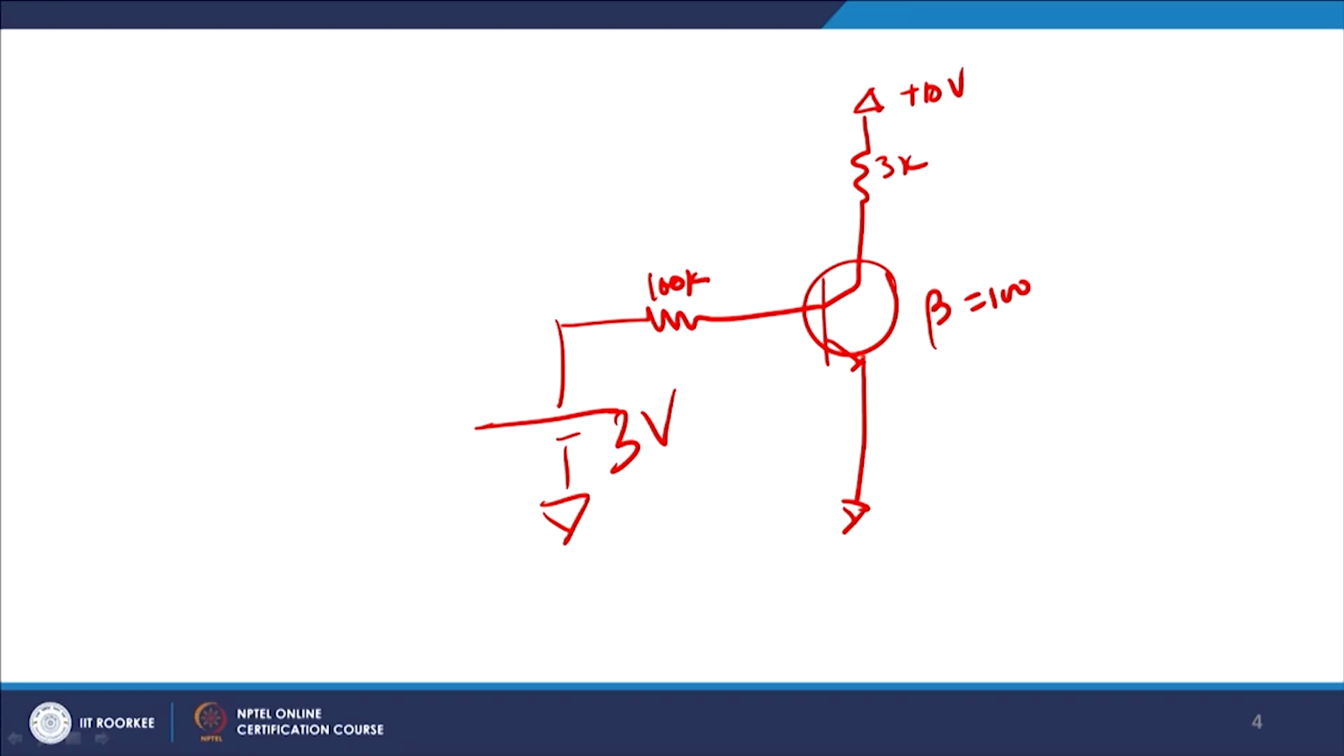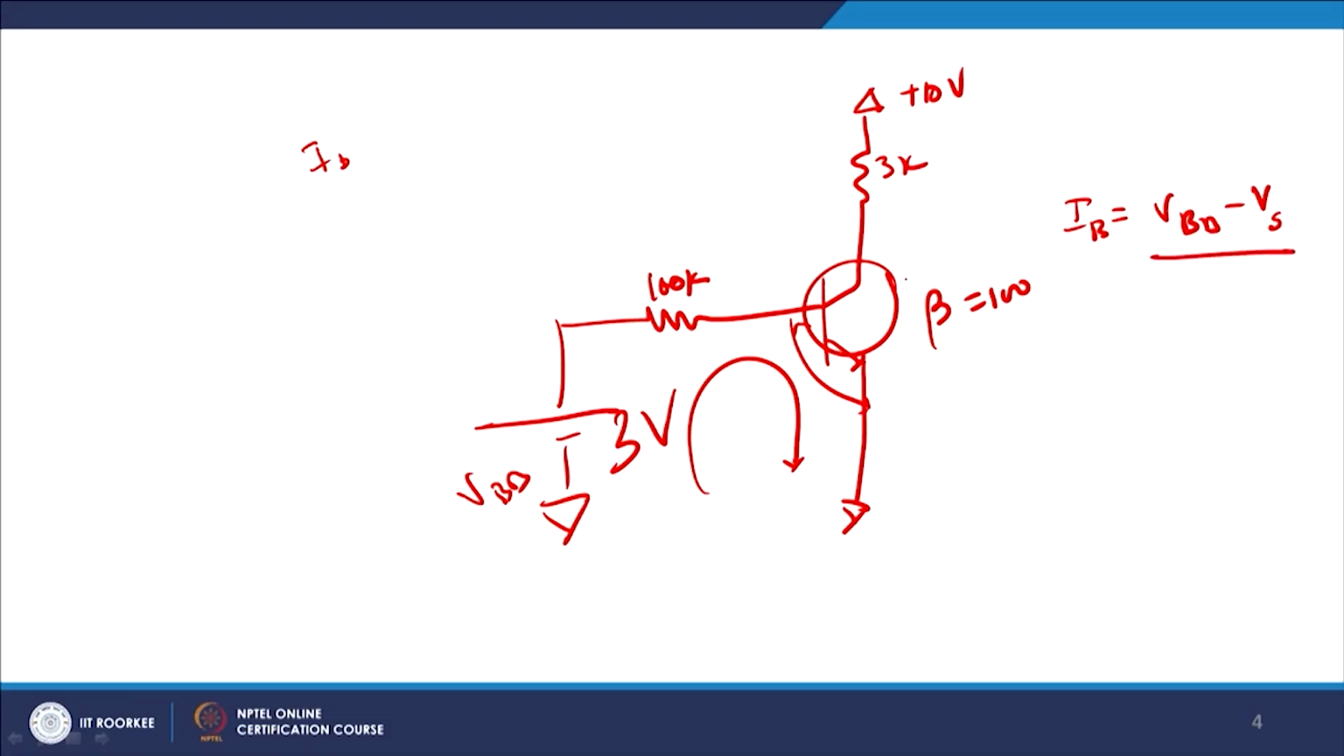I have a transistor whose beta is equal to 100, and the applied voltage is 10 volts. First of all, I need to find IB, and the VBB is 3 volts. In this loop, the drop is 0.7 volts, so IB will be equal to VBB minus VBE, this drop, divided by R, which is 100K, and if you solve it, it comes out to 0.023 milliampere. The amount of current which flows is typically very small.